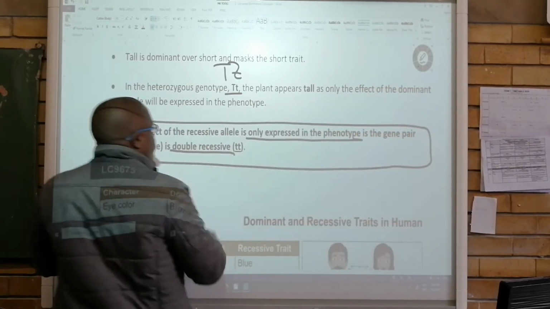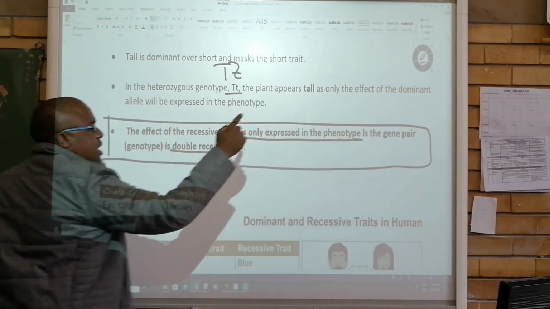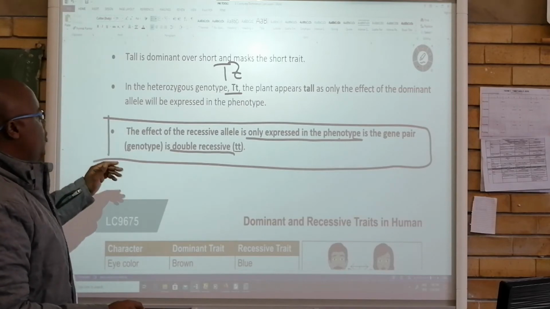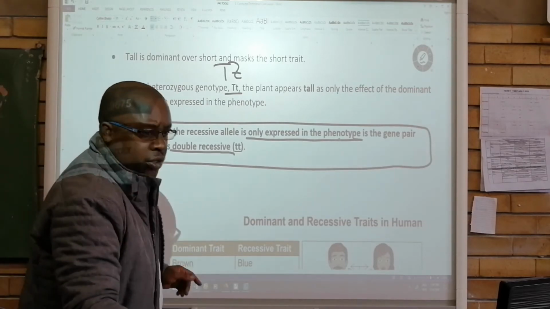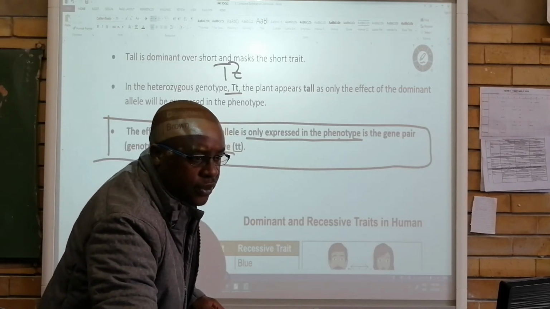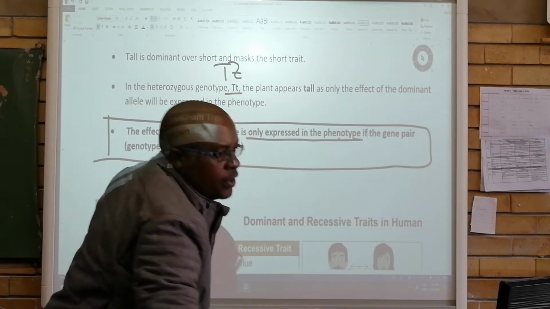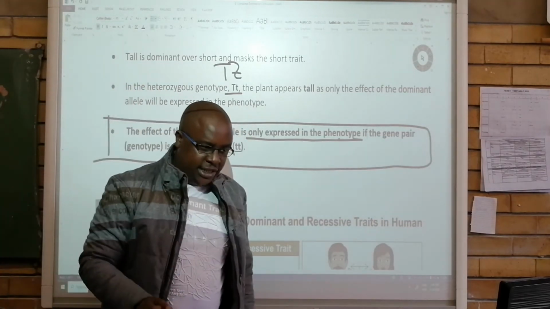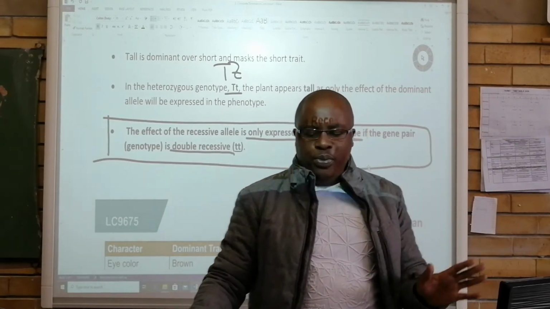So, the effect of the recessive allele is only expressed in the phenotype if the gene pair, sorry, the genotype is double recessive. Right? We're done with that. We sorted. I hope you got that.